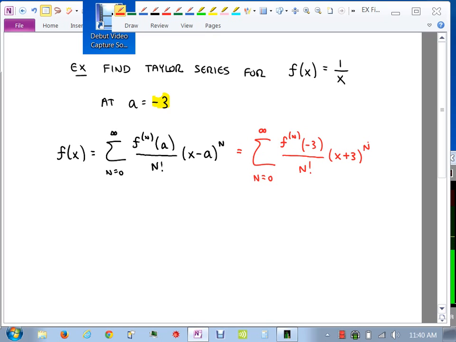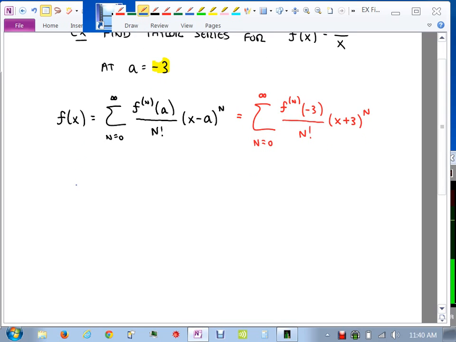Well, we need the derivatives. That n up there, that's the nth derivative. So every term, first term is the 0th derivative, second is the first, then second, then third, then fourth, then fifth, then sixth. We need to find a list of derivatives now. Okay, let's look at it.